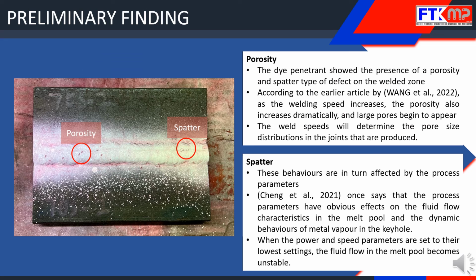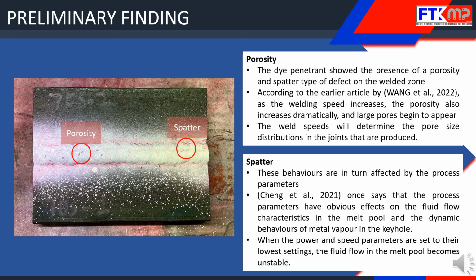For the preliminary findings, a non-destructive test was performed on the workpiece, and after placing the developer, the dye penetrant showed the presence of porosity and spatter type defects on the welded zone, as shown in the figure. According to the earlier article by Wang, as the welding speed increased, the porosity also increased dramatically and large pores begin to appear. The weld speed will determine the pore size distribution in the joint that is produced.